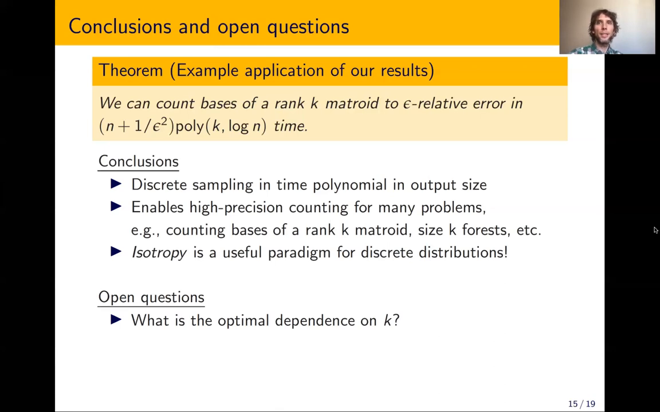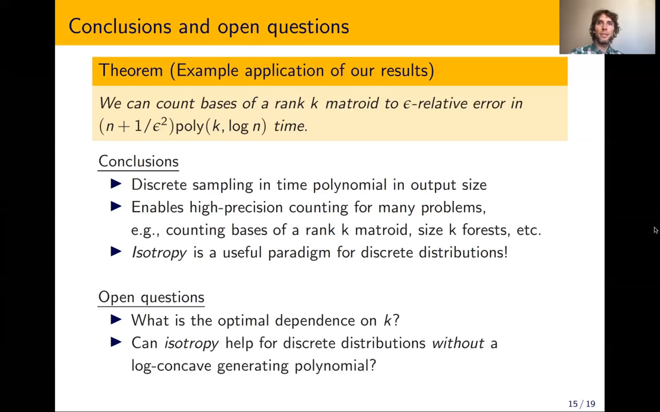In particular, our analysis requires that the intermediate sample be of size at least k squared. However, the proposed algorithm may still be effective for much smaller sizes. Also, it seems likely that isotropy can be used to accelerate sampling even for distributions without a log-concave generating polynomial. Possibly one approach of extending our framework is to take advantage of higher order marginals to define more elaborate notions of isotropy.